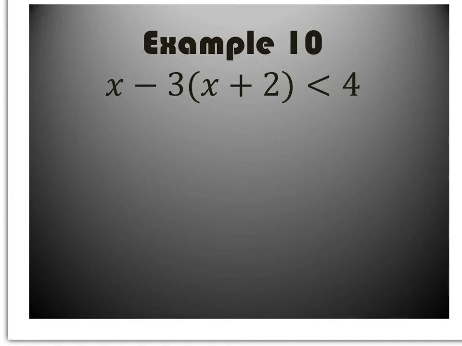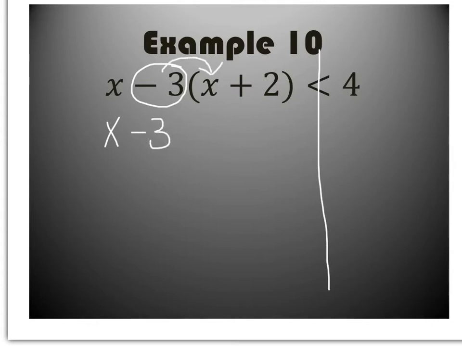Now for example 10, again, separate our two sides of our inequality. First thing we always look for is distributive property. And I see distributive property. First thing we do is bring down our x. We are going to have to distribute a negative 3. So we take negative 3 times x, which would give us a negative 3x. Then we take negative 3 times 2, which would give us negative 6, and that is less than 4.